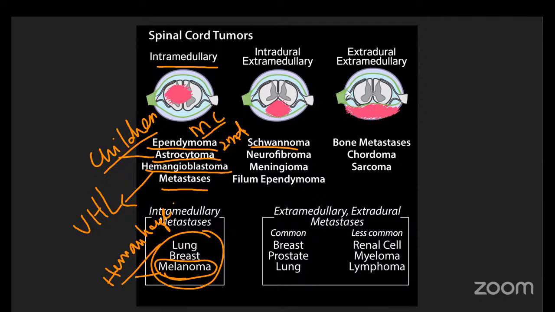So intradural extramedullary tumors, we can divide them into schwannomas, neurofibromas. A lot of people confuse them. We have a very good differentiation table for them later on in the session. Then we have meningiomas, and then we have the filum ependymomas, and myxopapillary ependymoma that I have already previously discussed. Extradural extramedullary: bone metastasis, chordoma, sarcoma. Okay, so this is all.